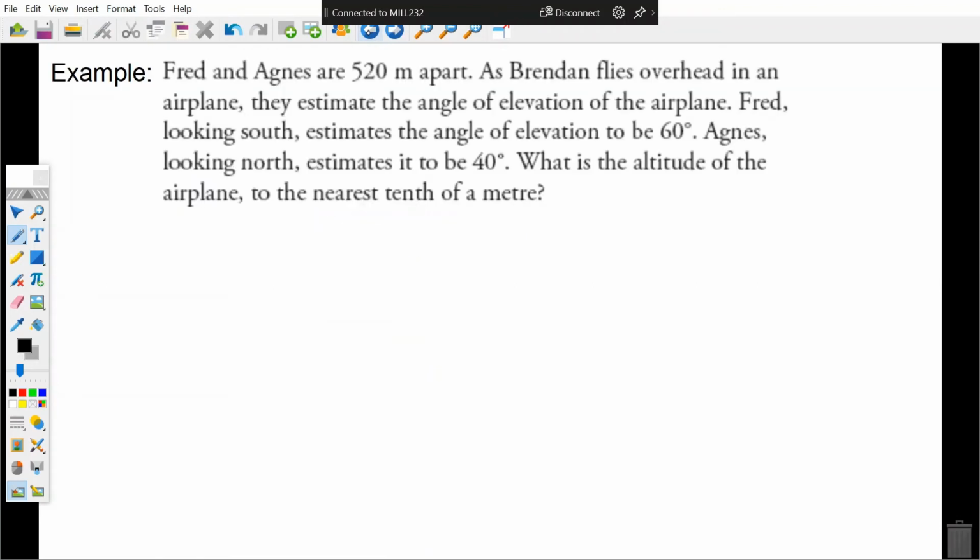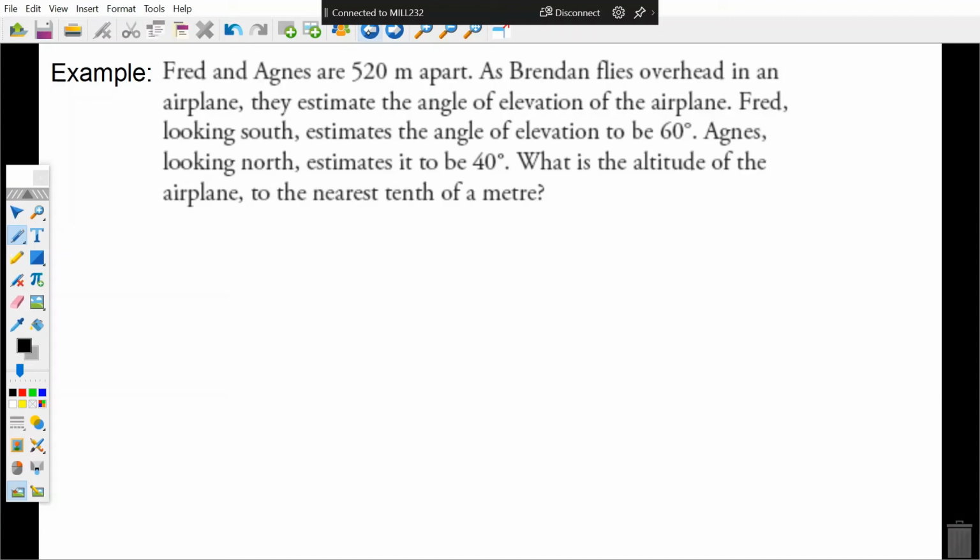This is the last one. Fred and Agnes are 520 meters apart. As Brendan flies overhead in an airplane, they estimate the angle of elevation of the airplane. Fred, looking south, estimates the angle of elevation to be 60 degrees. Agnes, looking north, estimates it to be 40 degrees. What is the altitude of the airplane to the nearest tenth of a meter?